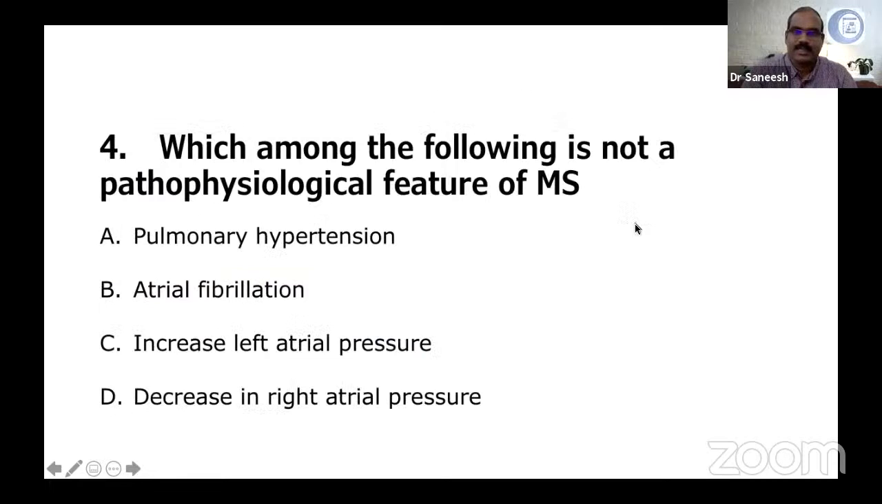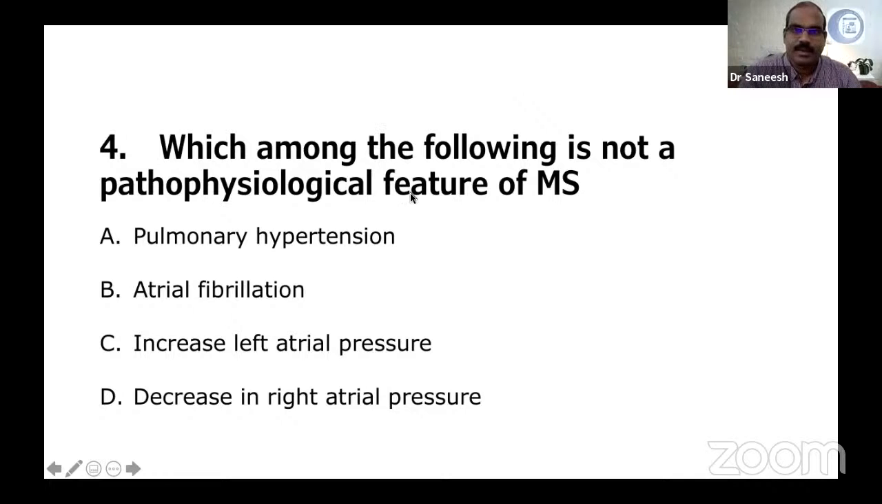Okay. Fine. Question number 4. Which among the following is not a pathophysiological feature of mitral stenosis? Pulmonary hypertension, atrial fibrillation, increased left atrial pressure, decrease in right atrial pressure. So anesthesiology postgraduates are definitely expected to know about the clinical features and pathophysiology when we come for a discussion, either in case discussion or viva voce. So these things should be clear. The understanding of the basics will help you to get the anesthetic management right.